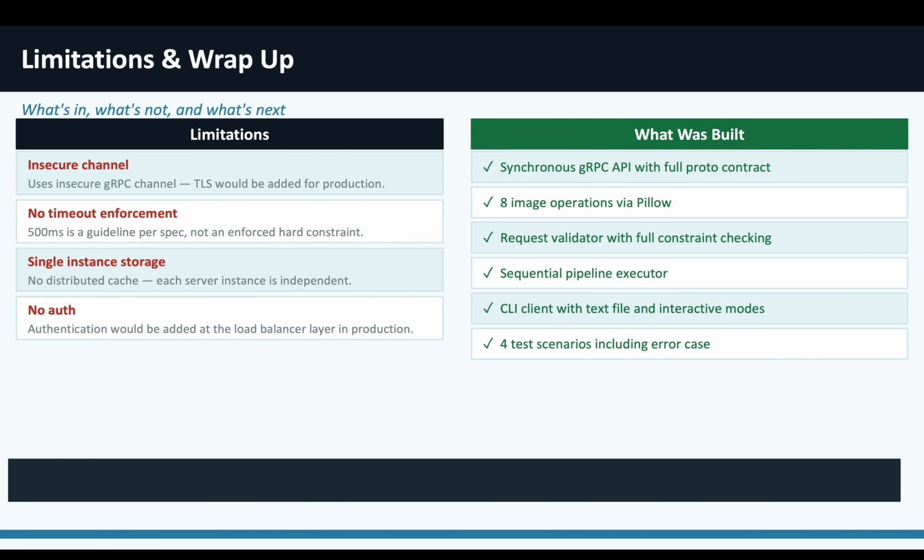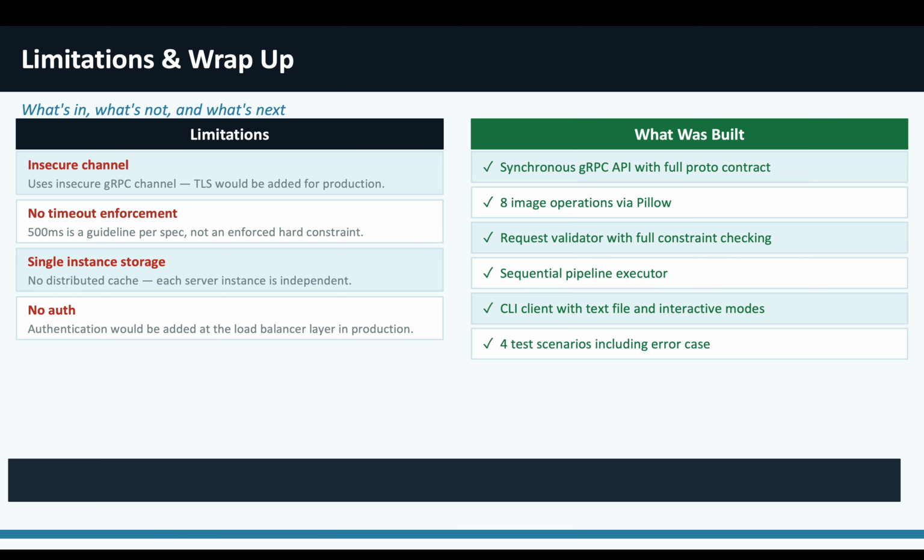So yeah, just to wrap things up, what was built: we have our synchronous gRPC API with a contract by design. We have our 8 image operations that we implemented via Pillow, a request validator with full constraint checking, a sequential pipeline executor, and a client CLI, a command line client with text files and interactive modes, and then 4 test scenarios, including an error case.